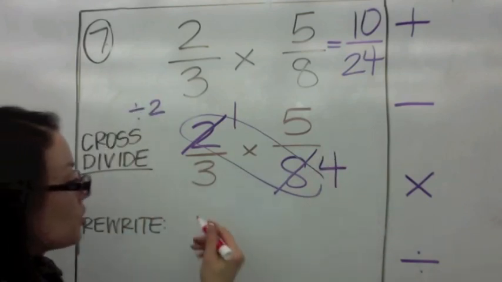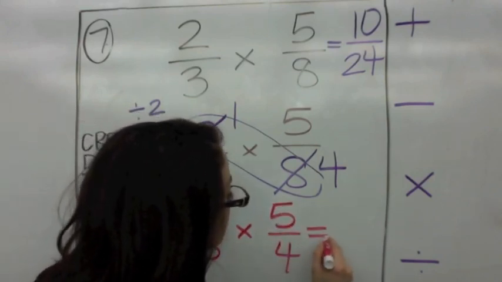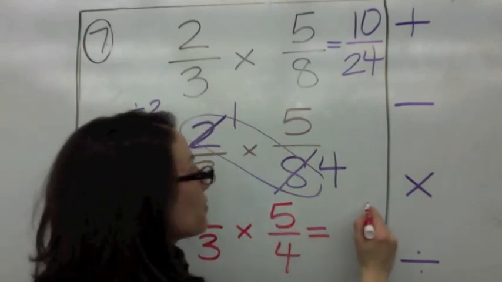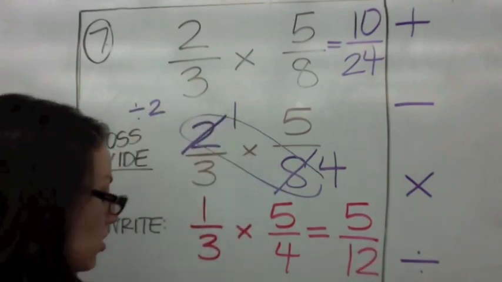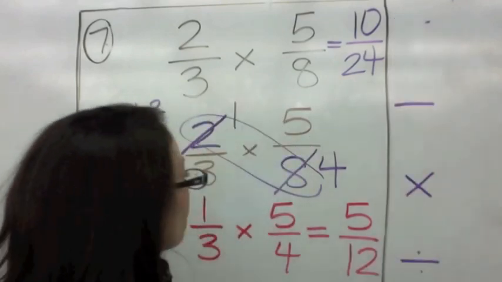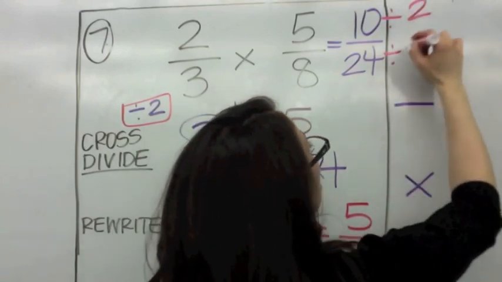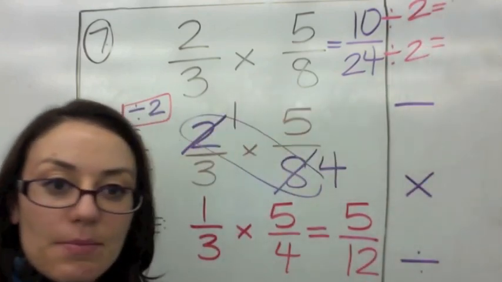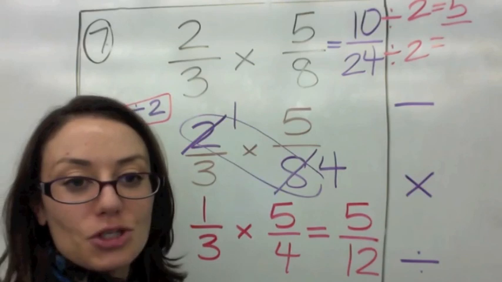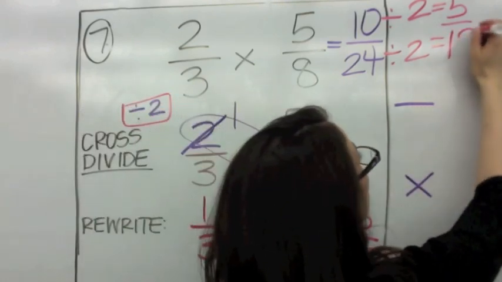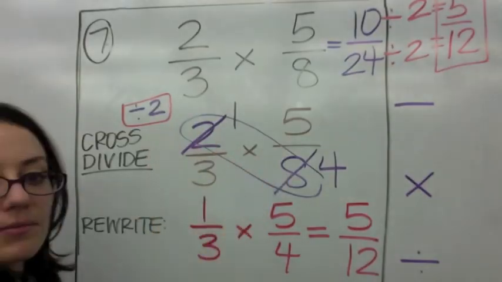So when you rewrite your new fractions, you get 1/3 times 5/4. This will give you the simplified fraction. 1 times 5 is 5. What about 3 times 4? Isn't it 12? Okay, so look what happens when I divide by 2. Remember, I cross-divided by 2. What about if I just simplify by dividing the numerator by 2 and the denominator by 2? What's 10 divided by 2? Isn't it 5? And 24 divided by 2? Isn't it 12? So these are the same thing, but here you cross-divide by 2. Okay, write it down.